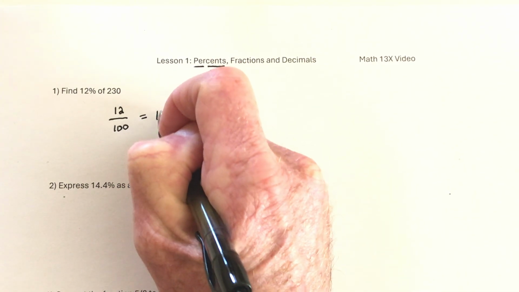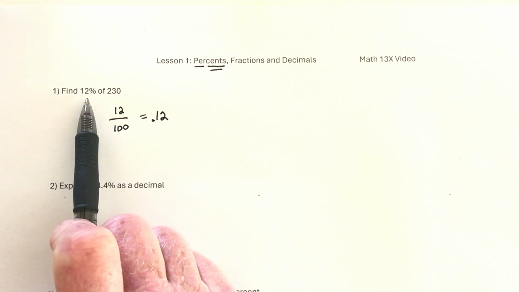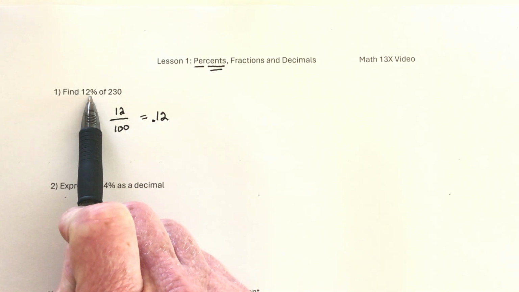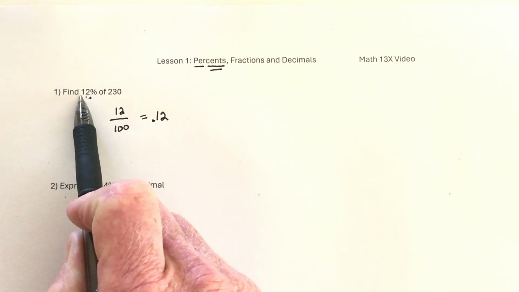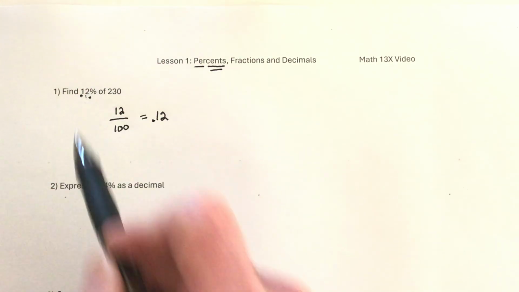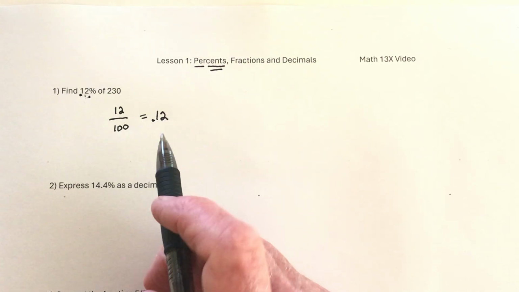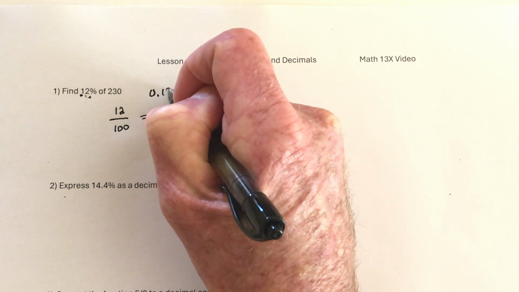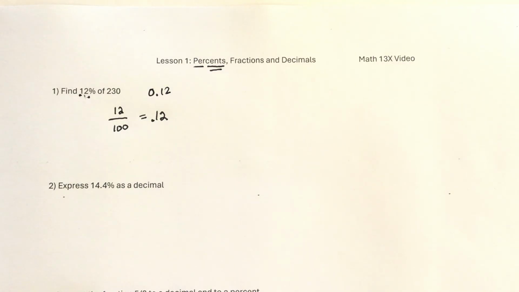So this one you can actually do without a calculator. The way to do that is you look at this 12 and the decimal point is right here at the end. Then you move the decimal 2 places to the left and you get 0.12. And by the way, with a decimal, you can write it as .12 or 0.12, and these two mean the same thing.